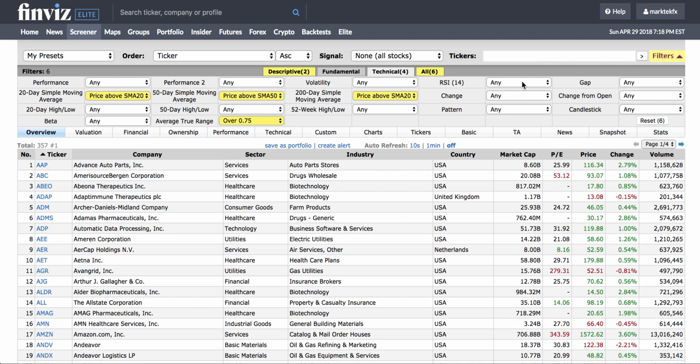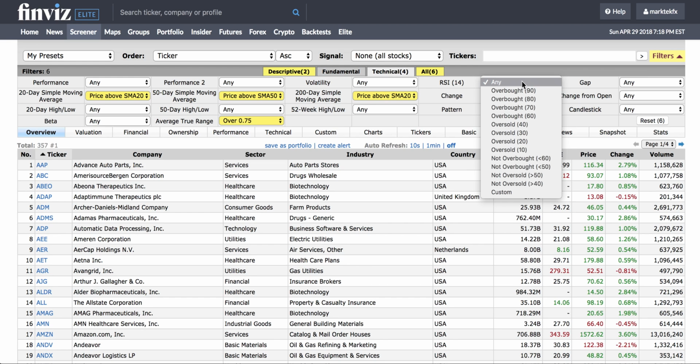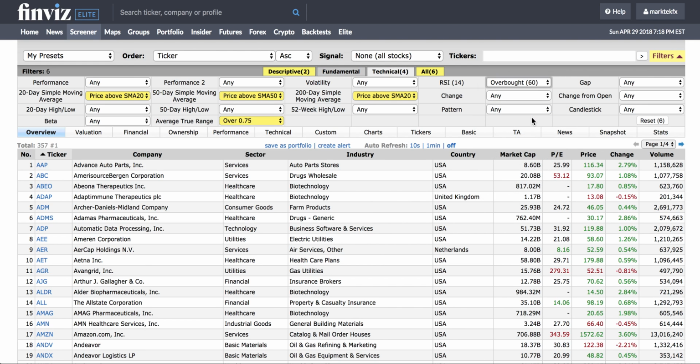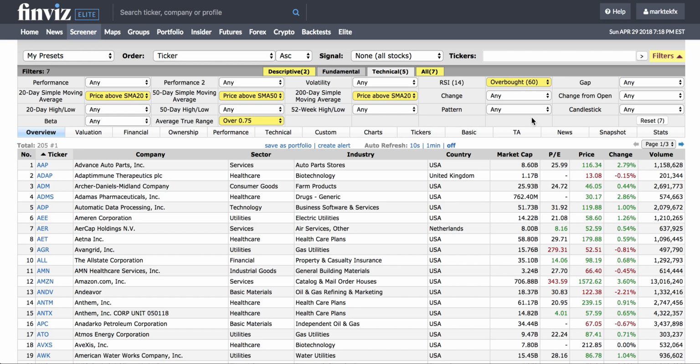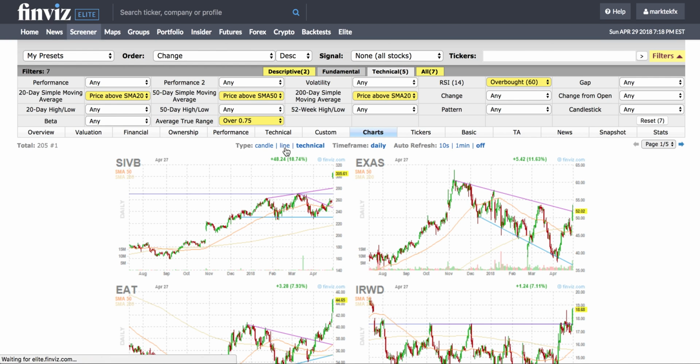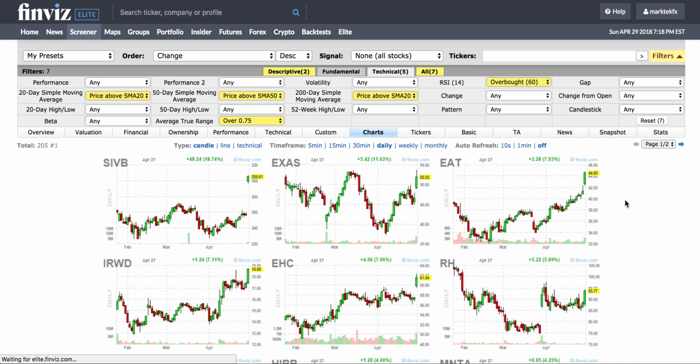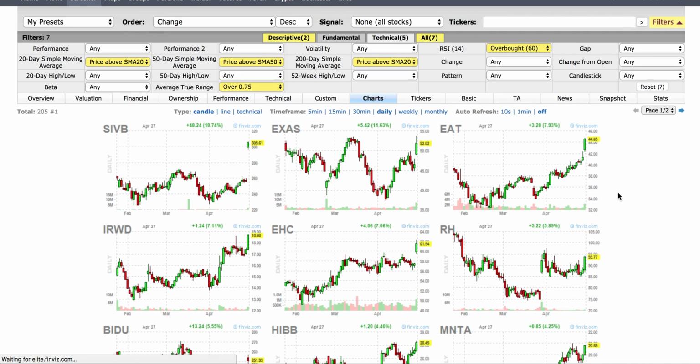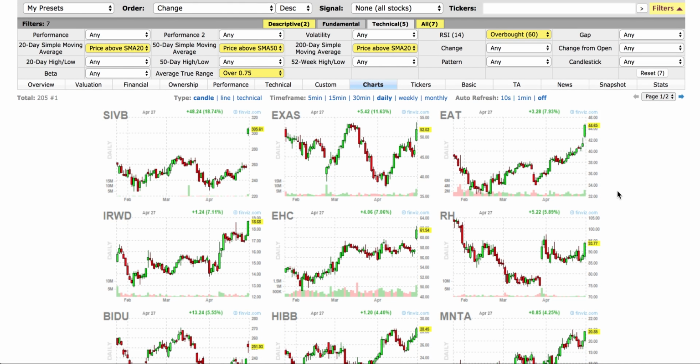Next, we also want to look at the RSI. Generally, we want to look at something over 60, which means there is a lot of momentum in the stock, right? So that's what we try to find on here. And you just sort it based on change. Now you can start scanning through charts, right? Just take a look at what charts can potentially make a move for the next day.